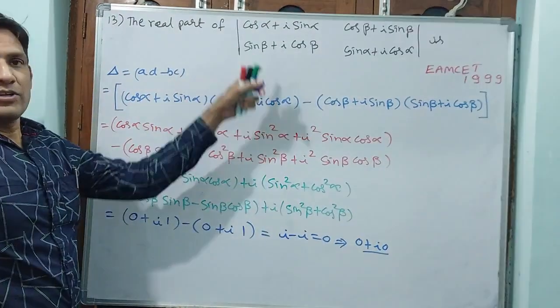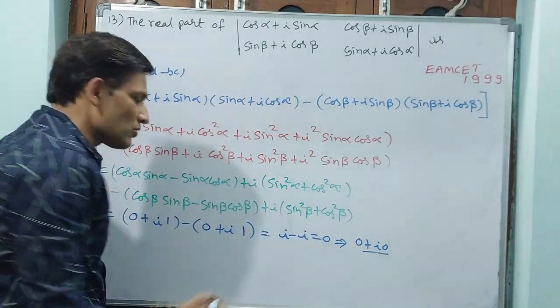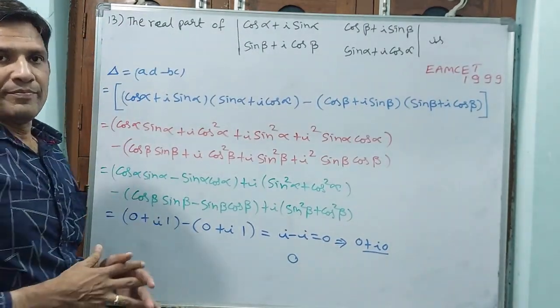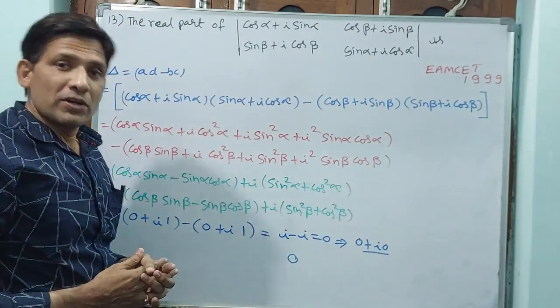Now what is the real part? You tell me. Real part is 0, imaginary part is 0. Both are 0. That means you can write 0 as answer. Okay. Let us go for 14th question.